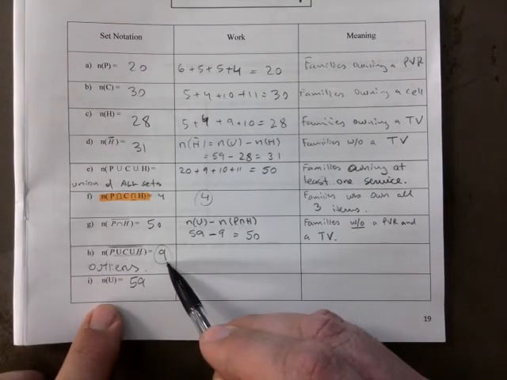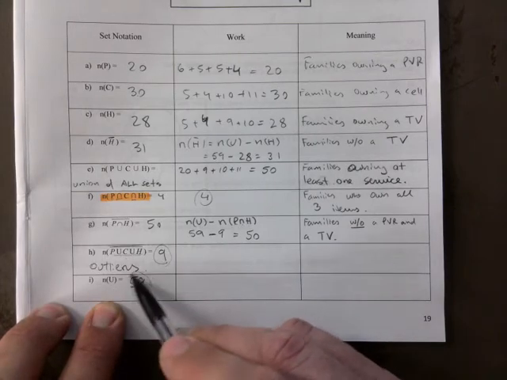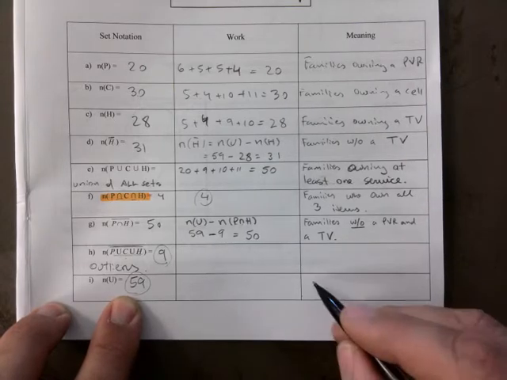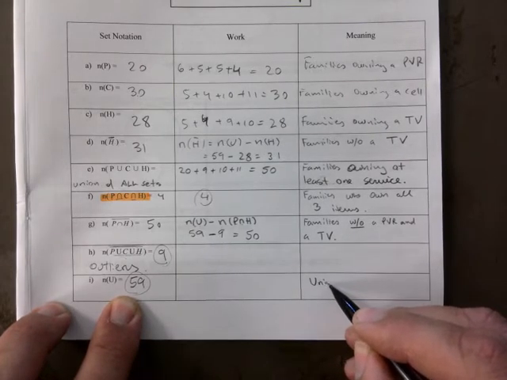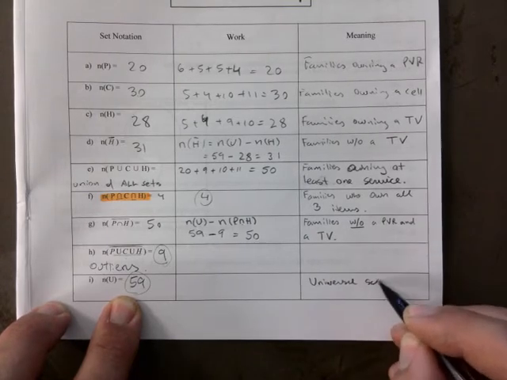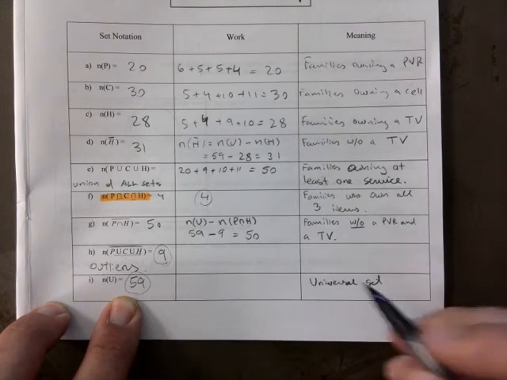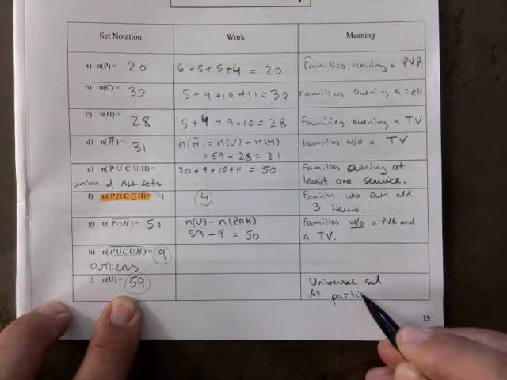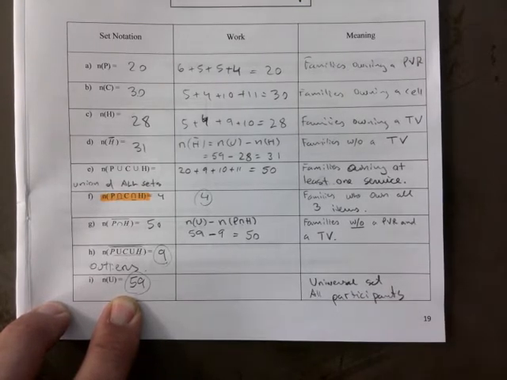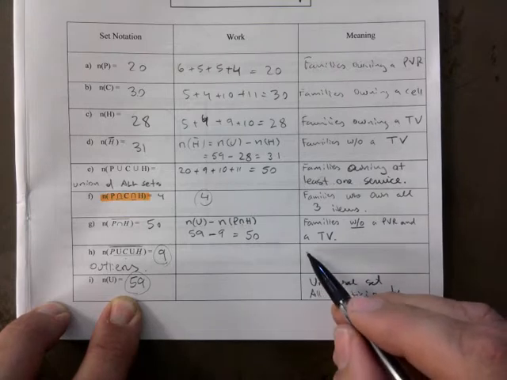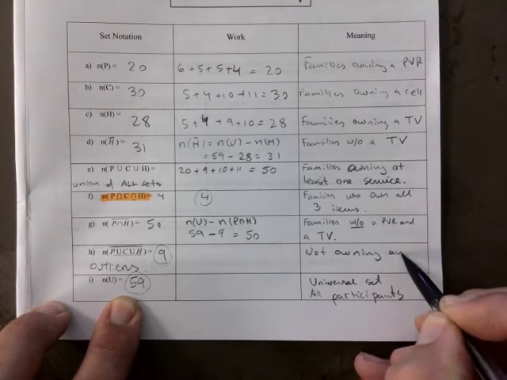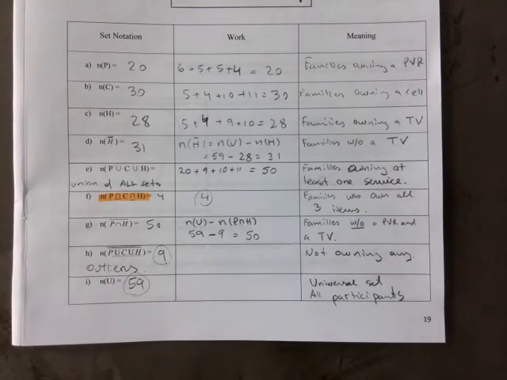You have your outliers. You have the universal set. And this goes without saying, I won't even put the word in there, I'll just call it universal set. And these are all participants. All participants. And this one would be the outliers, not owning any of the three.